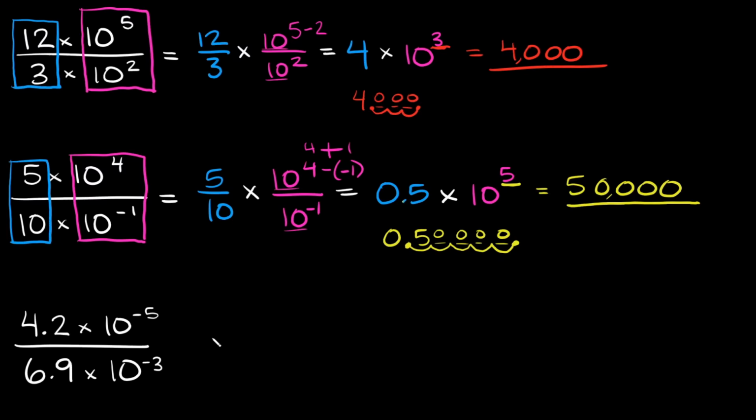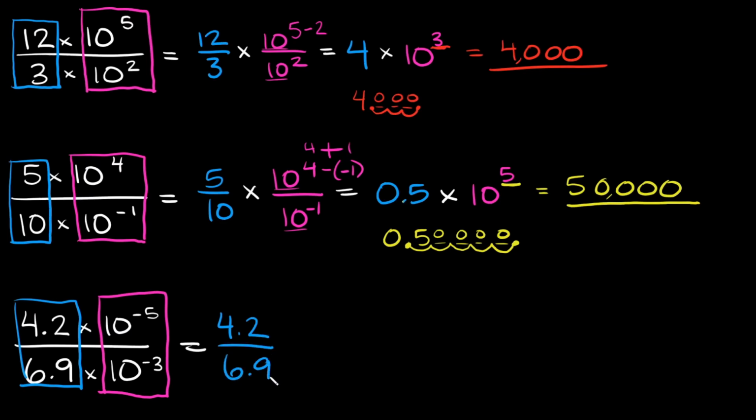All right, let's do one last example here. So we have 4.2 times 10 to the negative fifth divided by 6.9 times 10 to the negative 3. Okay, so again, I'm going to split this first part into a fraction and this second part into a fraction. And then we're just going to multiply those together. Okay, so 4.2 divided by 6.9, that's the first one, right? 4.2 divided by 6.9, and then multiplied by 10 to the negative fifth over 10 to the negative 3.